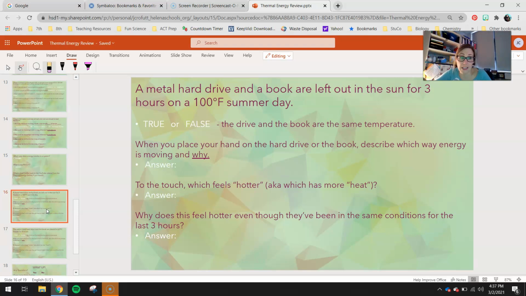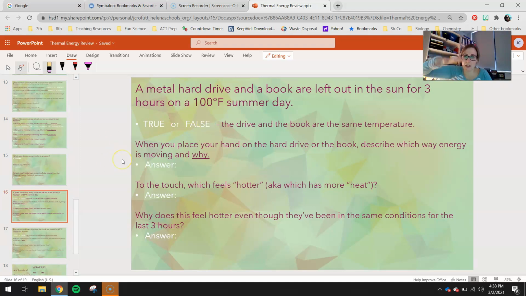All right, and then finally, we have this same example that we talked about from the thermal energy unit that you need to be able to explain to me, this phenomenon. So a metal hard drive and a book are left out in the sun for 3 hours on a 100-degree Fahrenheit summer day. So true or false, they are the same temperature, yes or no? So highlight either true or false there. Okay, there is no in between on that one.